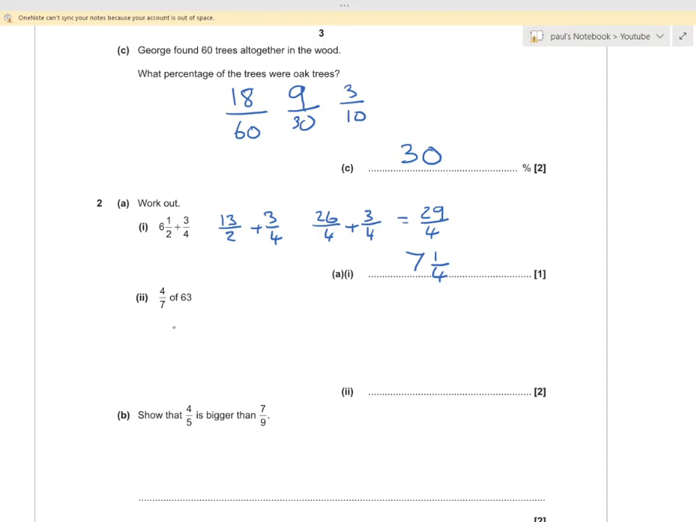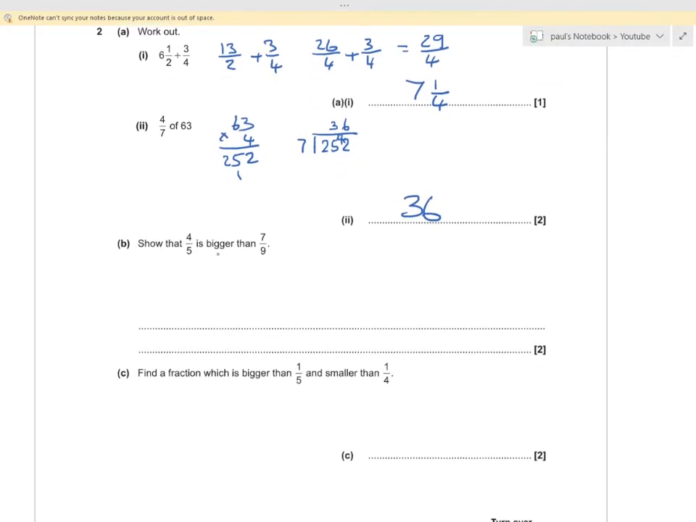4 sevenths of 63, so we've got to do 4 times 63 and then divide by 7. So let's do 63 times 4. 3 4s are 12, and 4 6s are 24, so it's 252. So 252 divided by 7. 3 7s are 21 with 4 over, and 6 7s are 42, so that gives me 36.